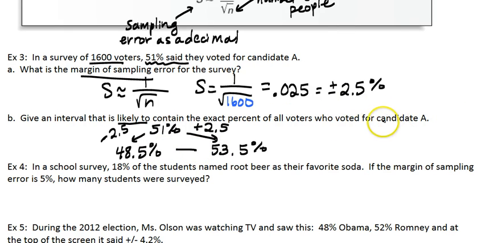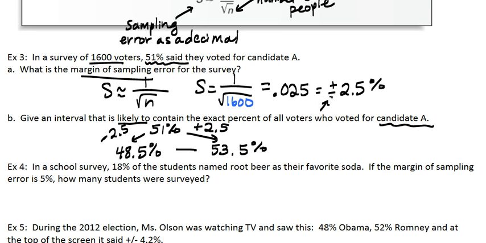So if, let's say, candidate A is really interested in how they're doing in this state or in this town or whatever, they know that most likely the lowest percentage they've got here is 48.5%. And the highest percentage they've got is 53.5%. Because we add and subtract it, that's also why I have the plus or minus there.